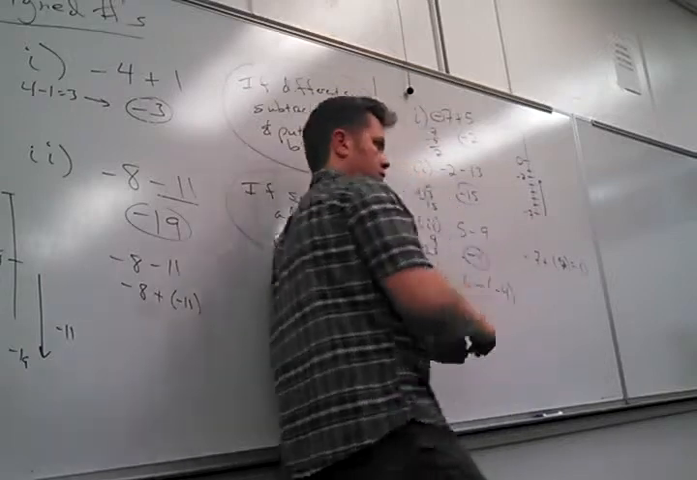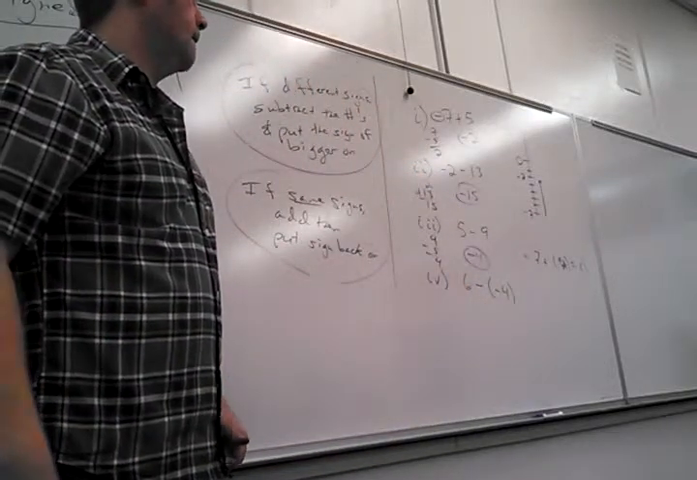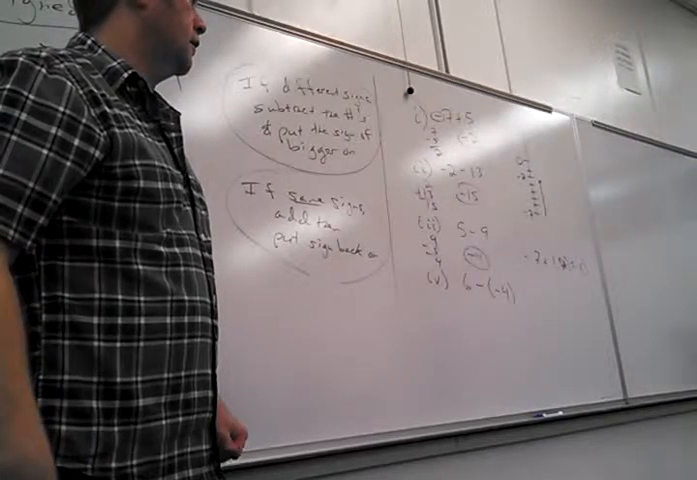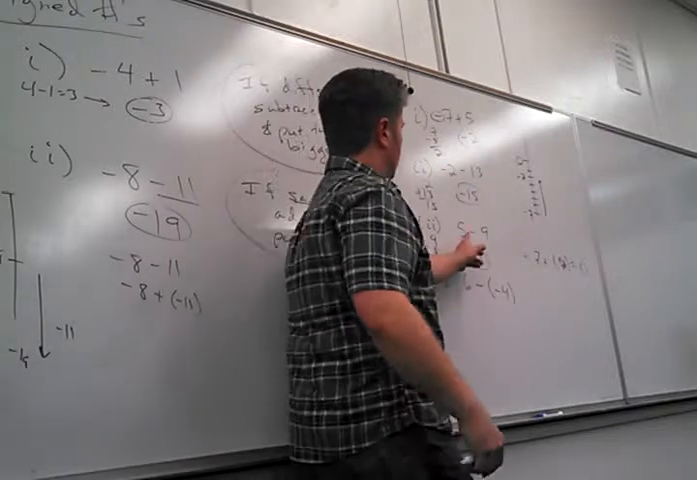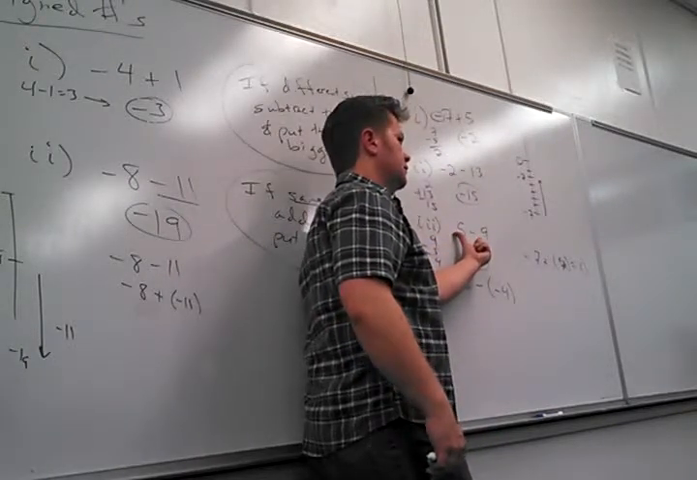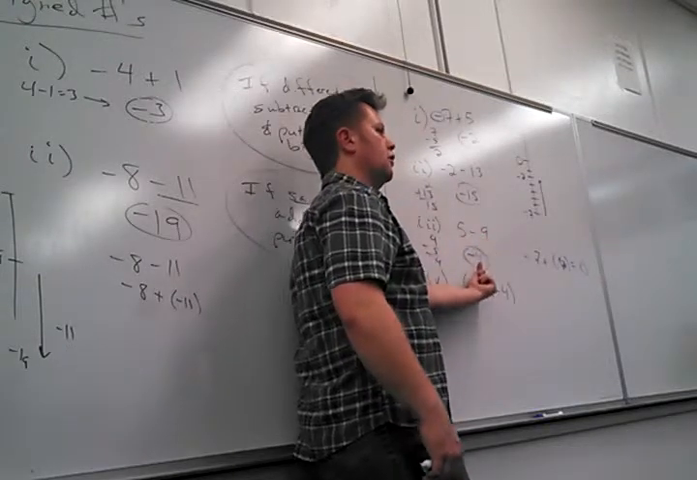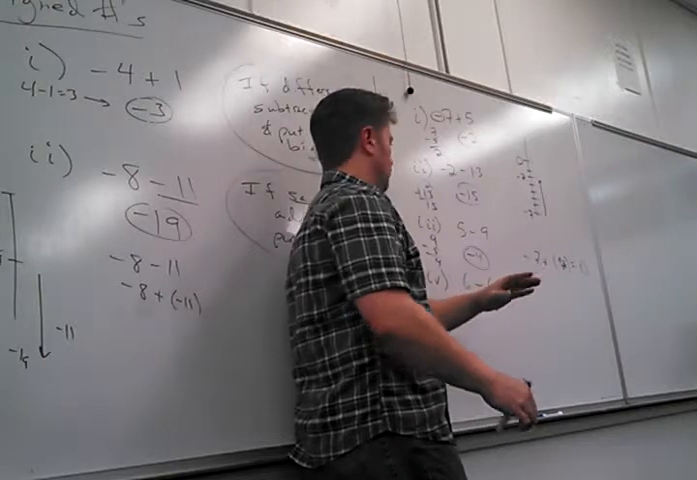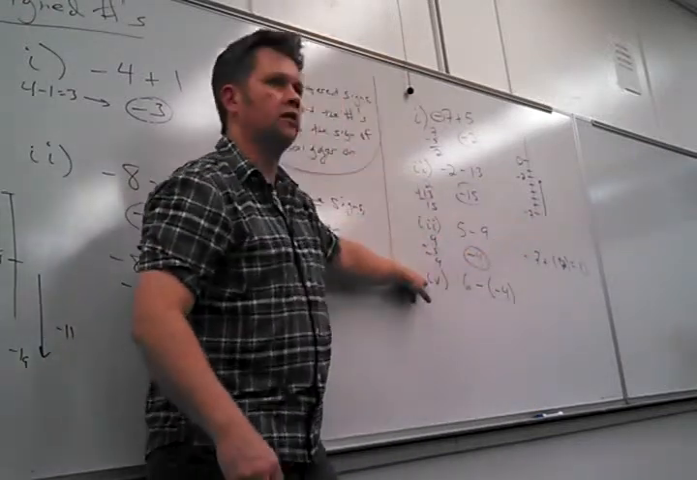So 5 minus 9 is 4. They are different signs. Then you subtract them, 4, and you put the sign of the bigger one on there. And then it's negative 4, right? That's the answer. Now the hardest one up here, what about number 4?